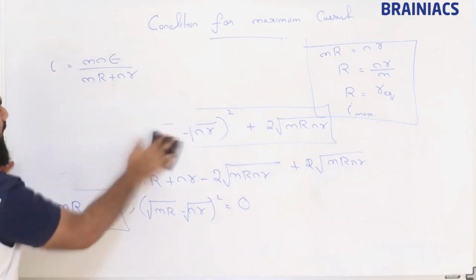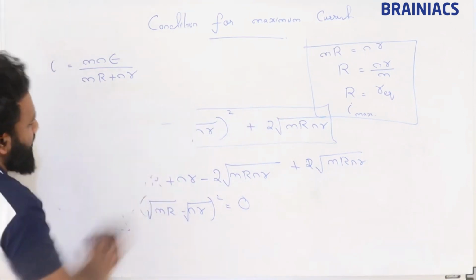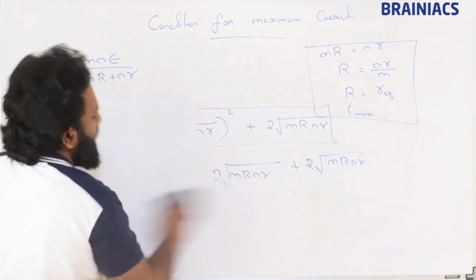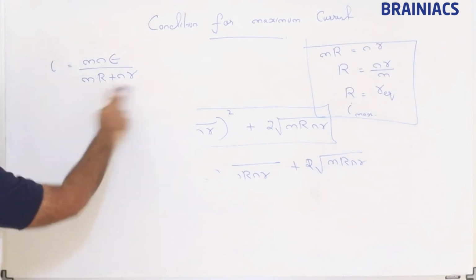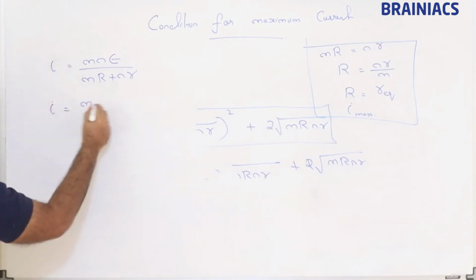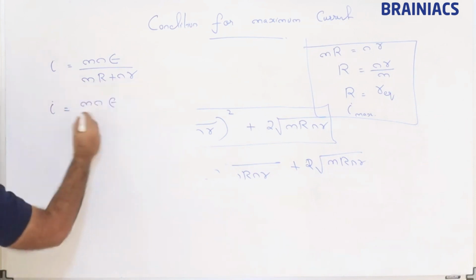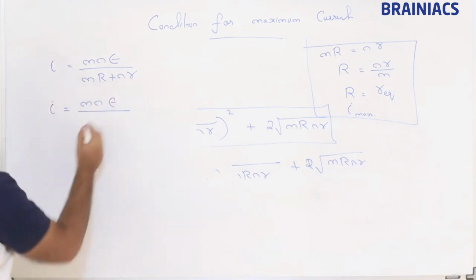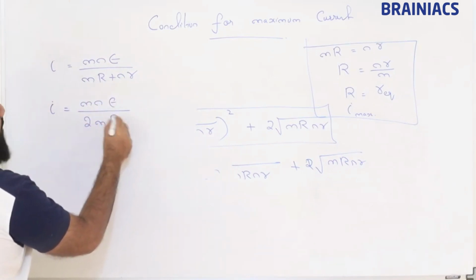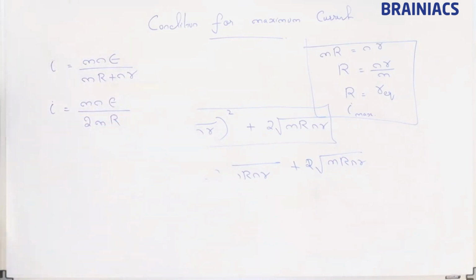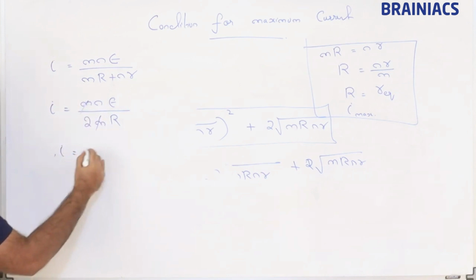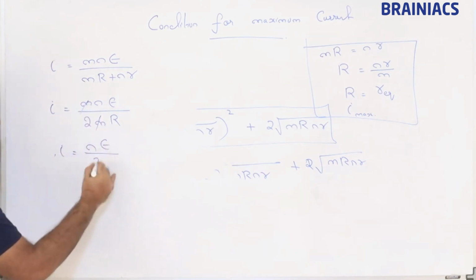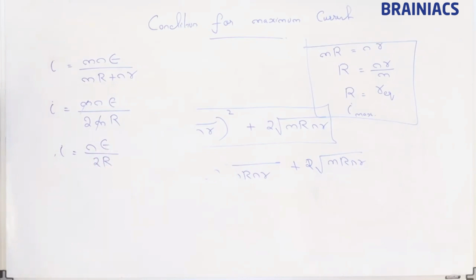So I is equal to what? I is equal to MNE divided by MR plus NR. So when these both are the same, what will happen? I is equal to MNE, with MR equal to NR. Then what will we be getting? We will be getting 2MR. Correct? This M will be cancelled off. We can write I is equal to NE divided by 2R. So this way also we can write this expression.